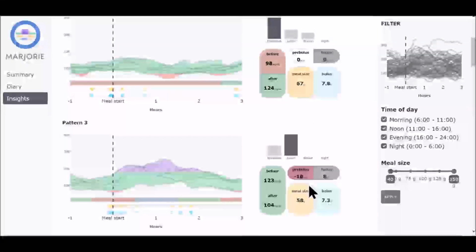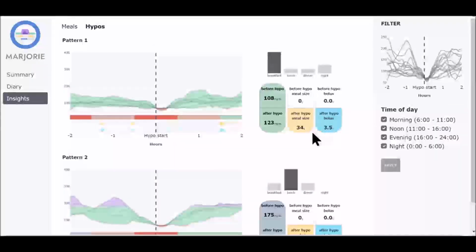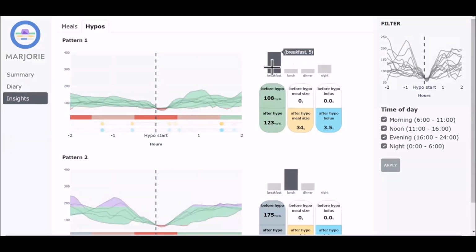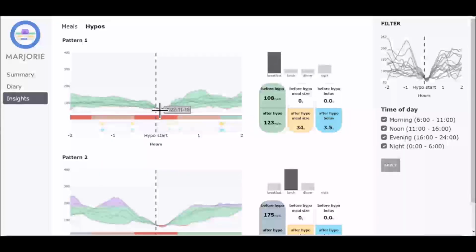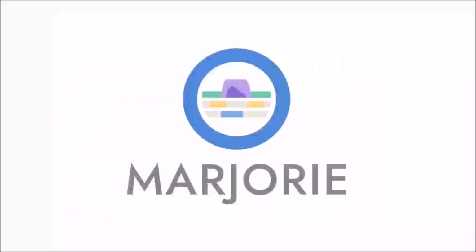We now navigate to the Hypos tab, which clusters typical glucose profiles around low blood sugar incidence. And we see that there are two main patterns. In the first, which occurred mainly during the morning, the glucose levels are mostly within the target range before and after the hypoglycemia. And in the second, the glucose levels sink rapidly, enter hypoglycemia, and then return to high levels once more, probably due to binge eating of the patient. The conclusion that can be drawn from using Marjorie is that the patient's therapy quality is generally okay, but the hyperglycemia periods can be reduced.